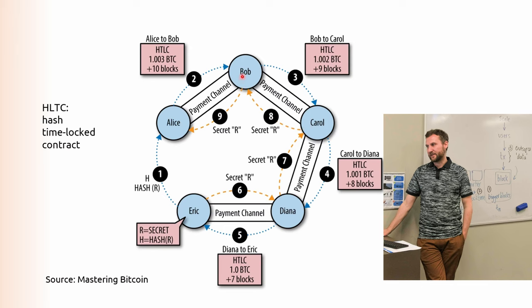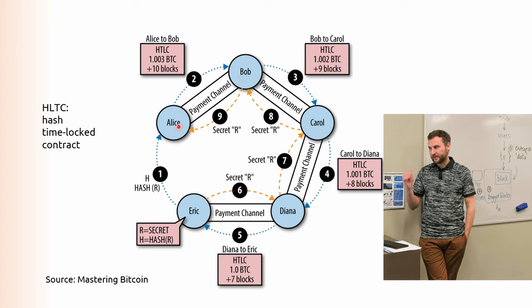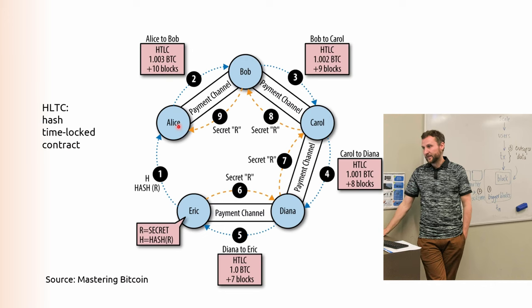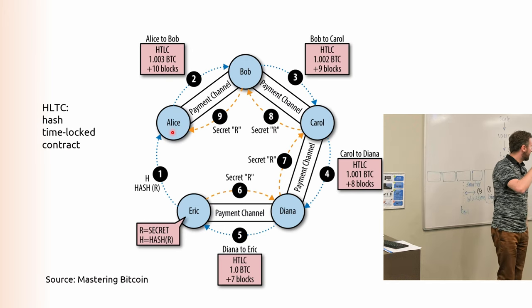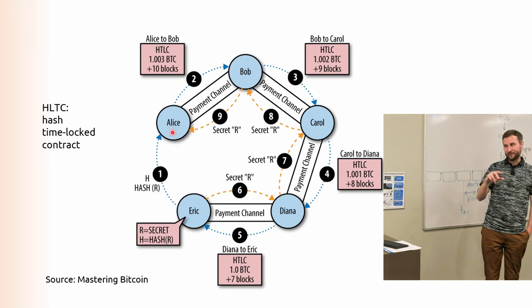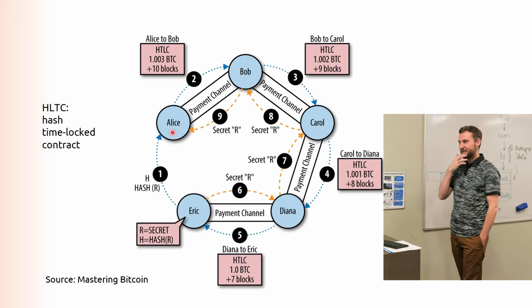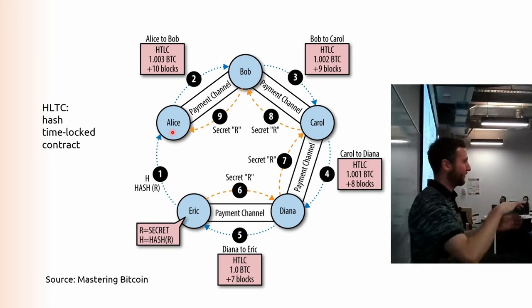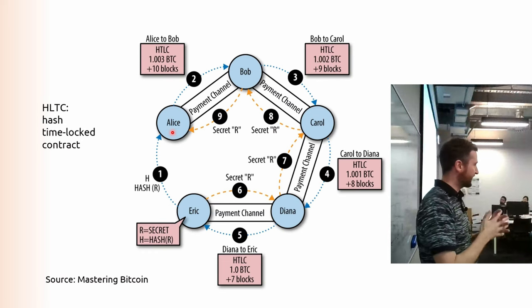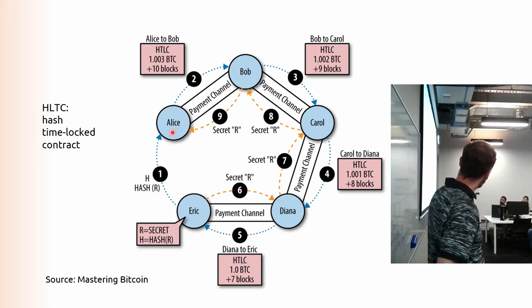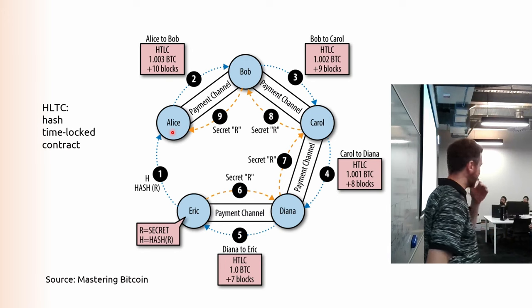Back to Carol with the secret, back to Bob with the secret, back to Alice with the secret in order to finish up. And all of this, I think there's some very clever things going on here with the hash time lock contract. There's a whole separate part which has to do with how you route to find people, which we're not going to discuss, that says how do you find Bob, how do you find Carol, and so on.